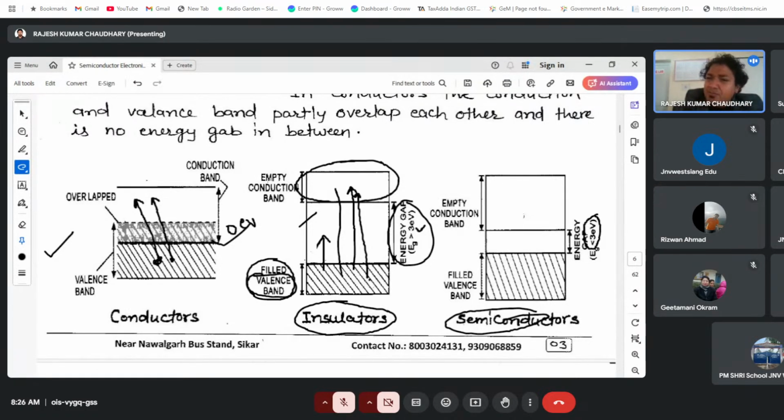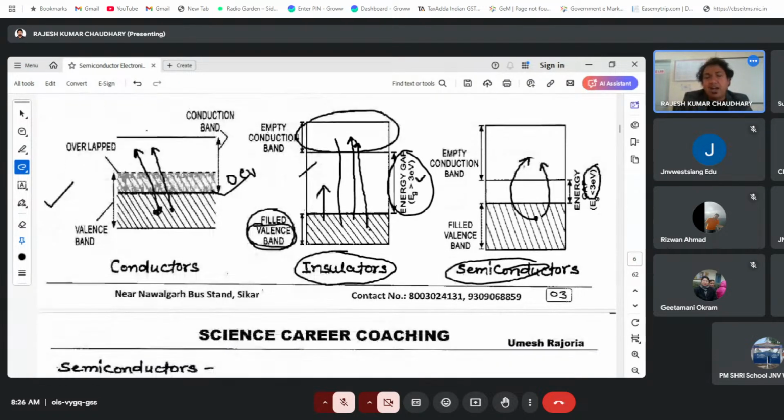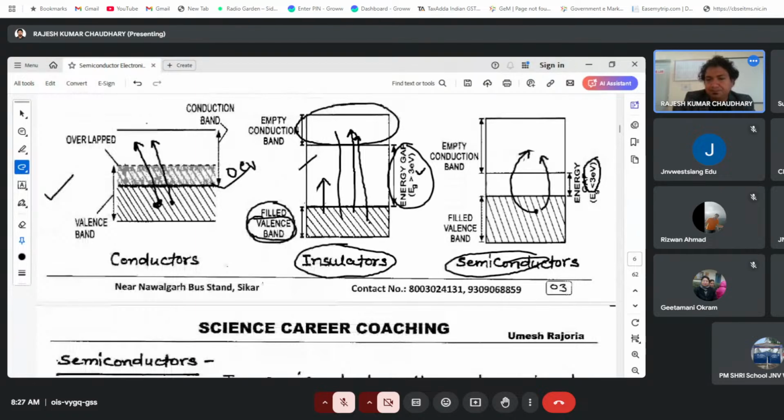So if we give some energy to the electrons, they can jump from here to here very easily after getting energy. So this kind of material is termed a semiconductor. As we have already discussed, we have intrinsic semiconductors, which are naturally occurring without any impurity. Got it? Okay.